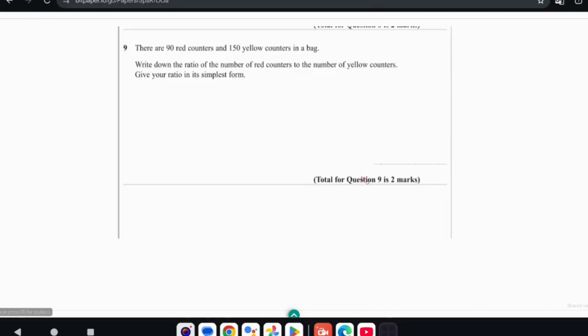There are 90 red counters and 150 yellow counters in the bag. Write down the ratio of red counters to yellow counters. Give your answer in the simplest form. I'm going to divide them both by 10 first. Divide them both by 3.